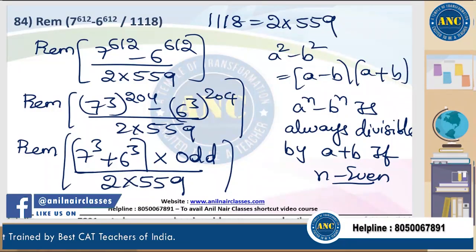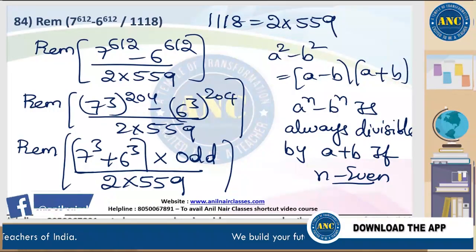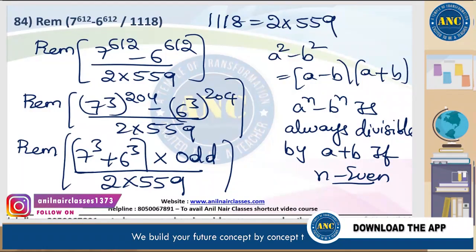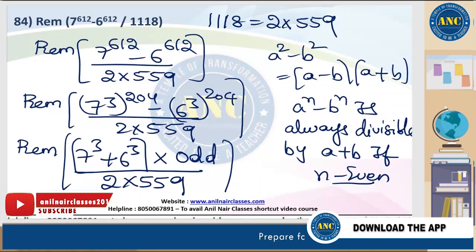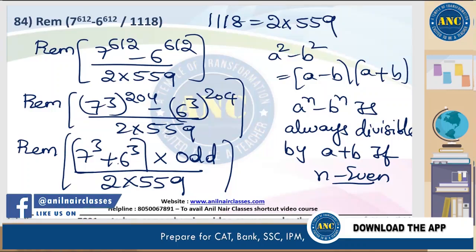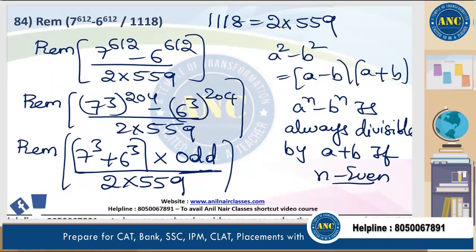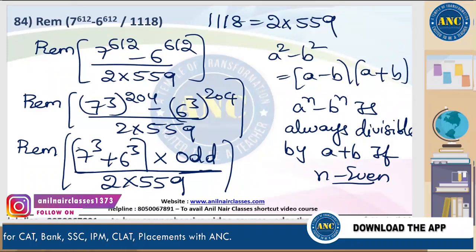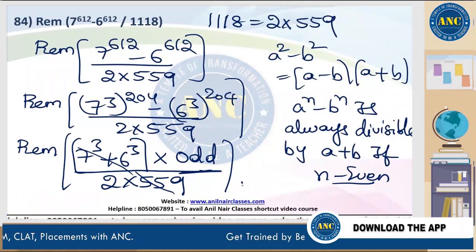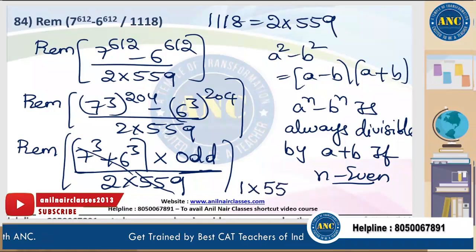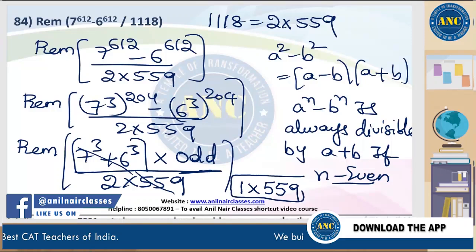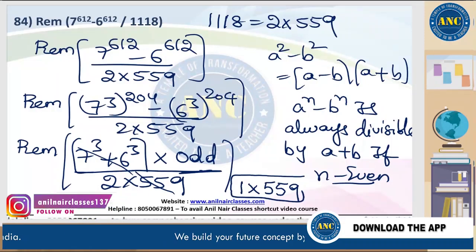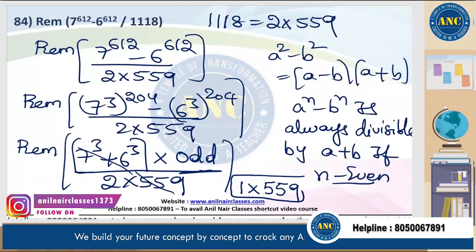I hope it is clear how I wrote. A power n minus b power n is always divisible by a plus b if n is even. So a plus b means 7 cube plus 6 cube into a remaining number I don't know. But I know that the given number is odd minus even, odd. Odd plus even, odd. Odd into some number only is odd. So this is also odd. 559 cancels. Odd number divided by 2 gives 1. The common factor has to be multiplied back. So the answer is 559. Idea clear, right? Very good question.